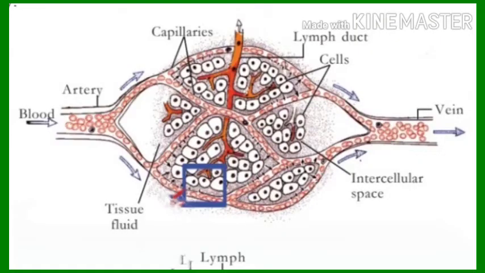The cells in our body are not closely packed. There are some spaces in between them known as intercellular spaces. When a blood vessel reaches near an organ, it divides into capillaries, and the capillaries are seen in between the intercellular spaces.